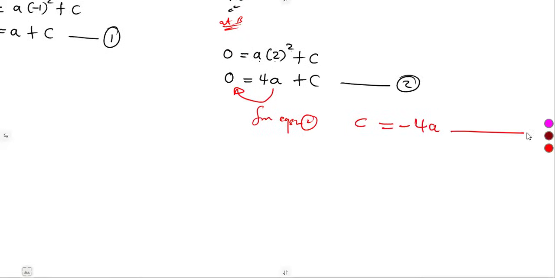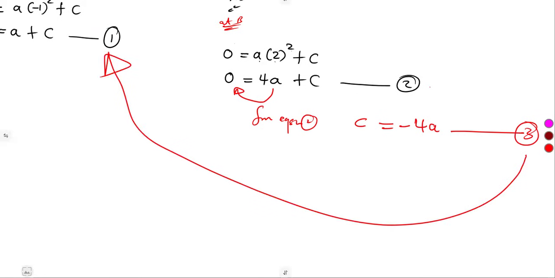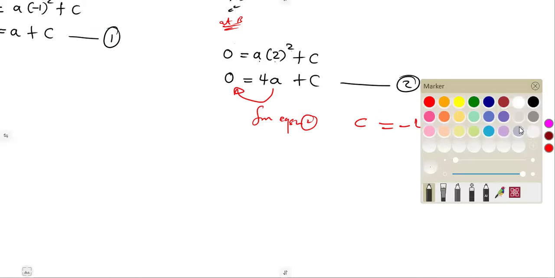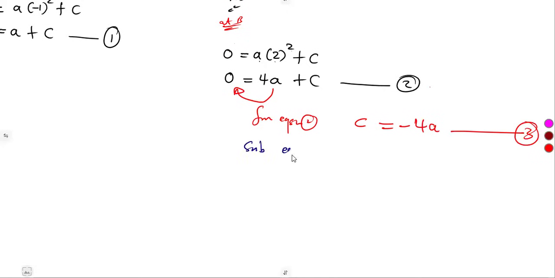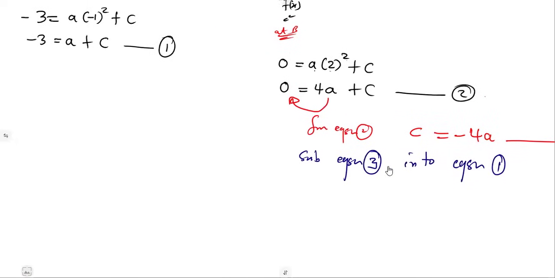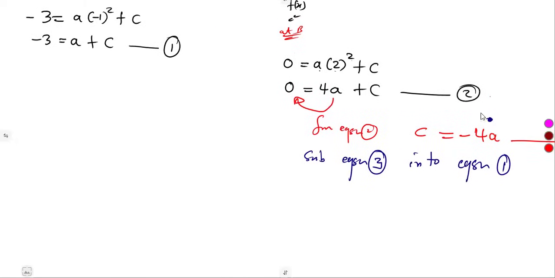So we now have equation 3. We made c the subject from equation 2. So equation 3 must be substituted into another equation, which is equation 1. So we're going to have a substitution of equation 3 into what? Into equation 1. In place of c, we're going to substitute minus 4a. So it means -3 is equal to a plus c, and our c is -4a.